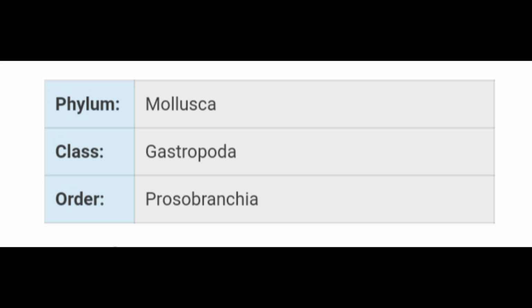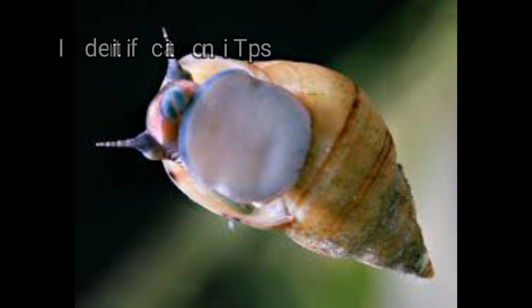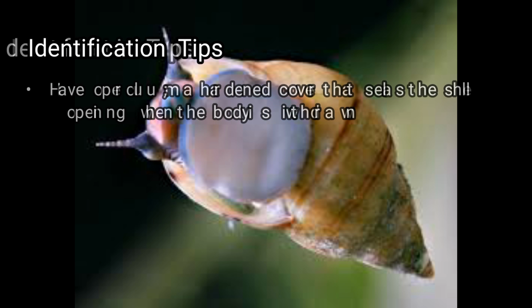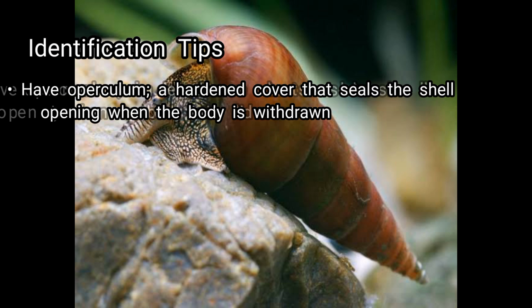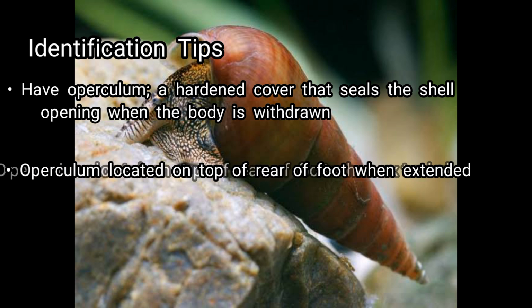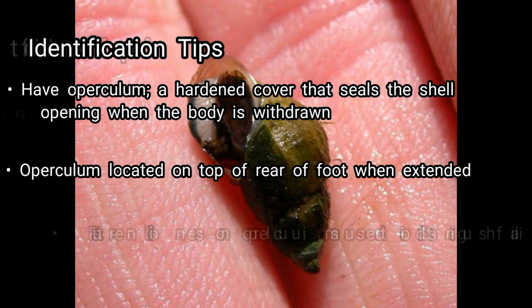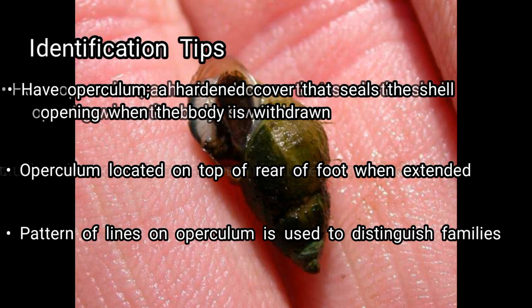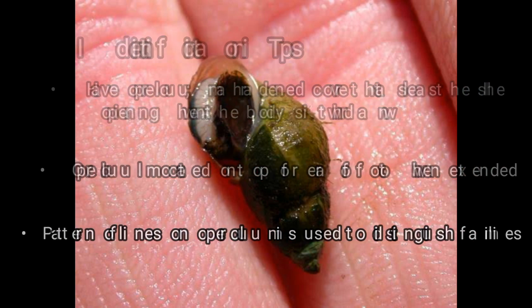Snails belong to Mollusca, class Gastropoda, order Prosobranchia. Identification tips of snails: they have an operculum, a hardened cover that seals the shell's opening when the body is withdrawn. The operculum is located on top of the rear of the foot when extended. The pattern of lines on the operculum is used to distinguish families.